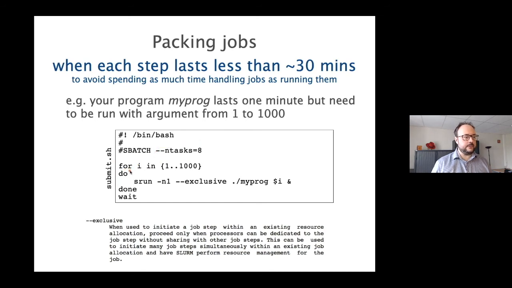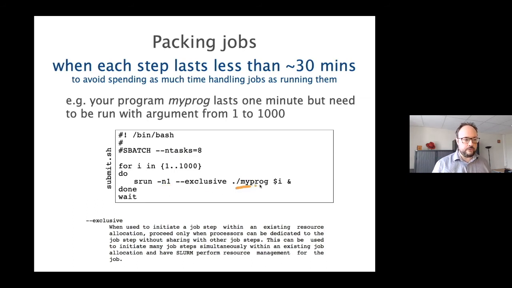And then for i going from 1 to 1000, I run srun with only one task, even though I asked for 10, and then --exclusive. The --exclusive here has a completely different meaning from the --exclusive used when submitting a job. It has nothing to do with wanting your job to be alone on the node. It has to do with the fact that you are splitting the 8 tasks here into one-task sruns.